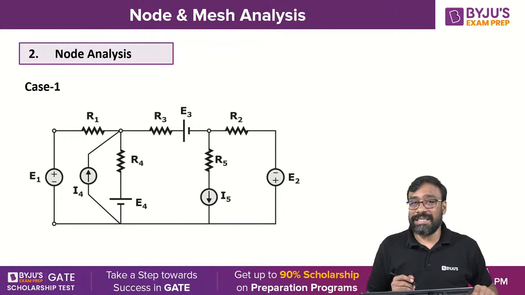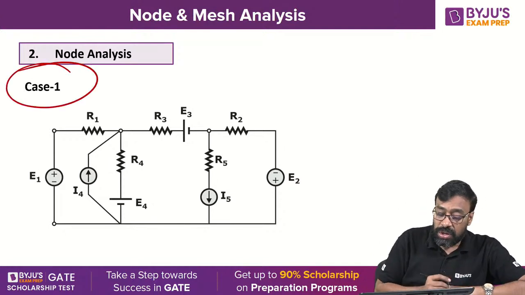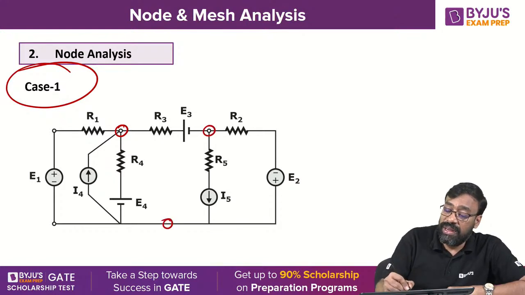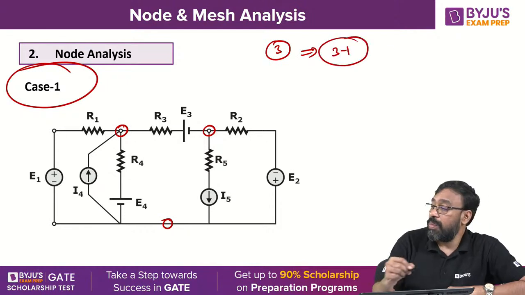Now coming to the node analysis, the first case I'm taking here. I know that you can easily identify the number of nodes here. Three nodes are there. When three nodes are there, how many equations are required? 3 minus 1 equations are required.